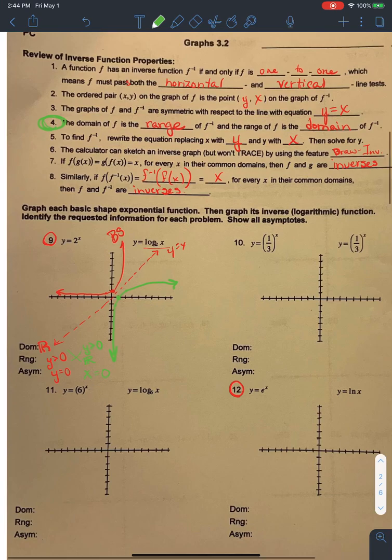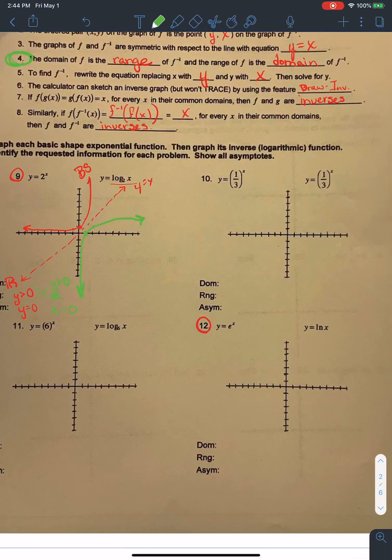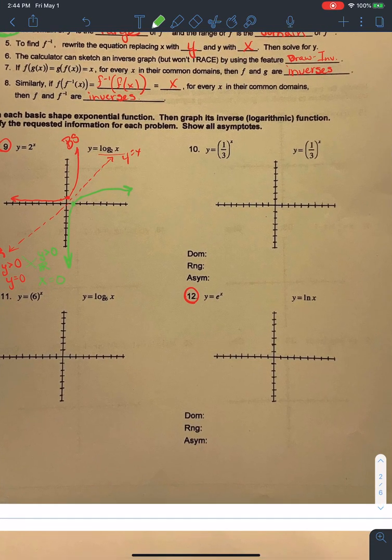Okay, let's hop down and look at number 12. Okay, y equals e to the x. Again, I'll do my basic shape in red. Okay, I get this point. I have about a 2.7-ish. Remember, exponential curves will always look pretty similar to each other. Just where they're placed on the graph and how steep or how shallow they stay makes a difference.